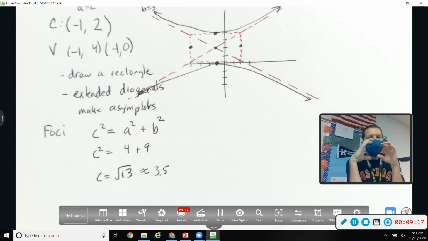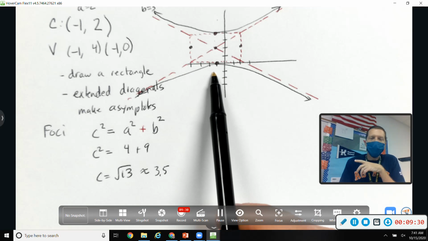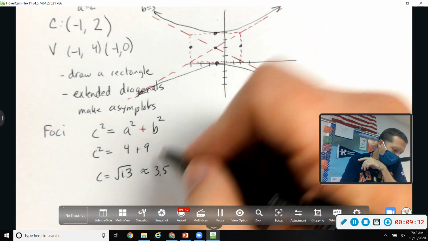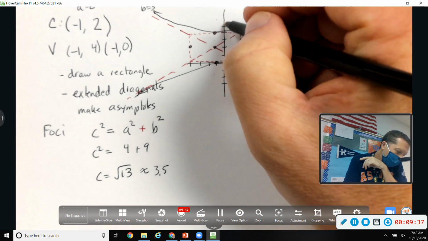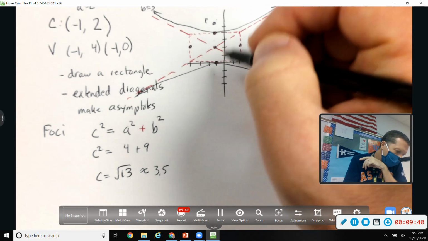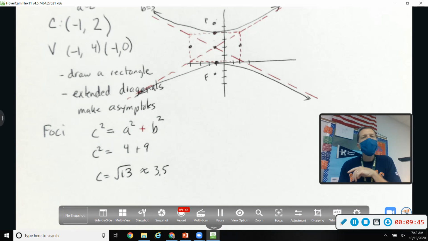All of these graphs wrap around the foci. So the foci were in the middle of the ellipse, because you wrapped around it. Here the foci are going to be right here and right here, because they're going to wrap around the focus. So we're going to go up and down 3.5 from the center. So 1, 2, 3 and a little bit. And so it wraps around the foci. Again, that's kind of your hint that you're doing the focus correctly.